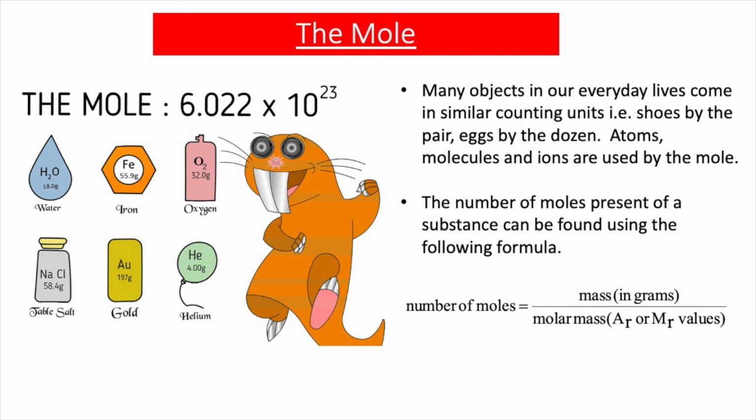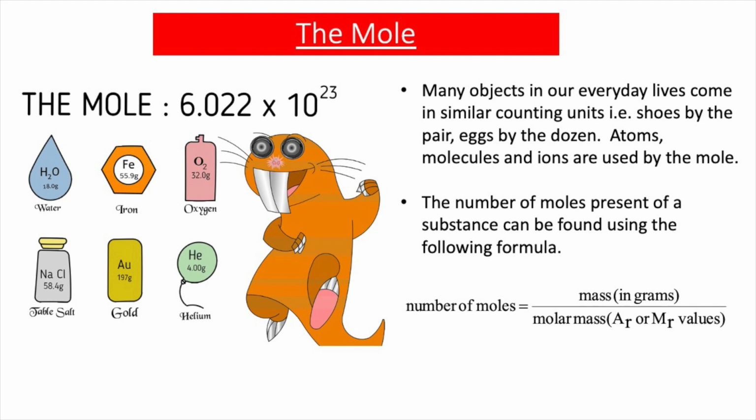So a mole is always 6.022 times 10 to the 23. But what changes is the molar mass, because the molar mass is how many grams you need to have a mole. And it's equal to the MR value when you're dealing with molecules or the AR value when you're dealing with atoms. Now the MR value of water is 18.